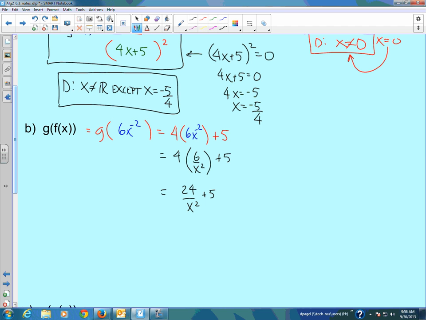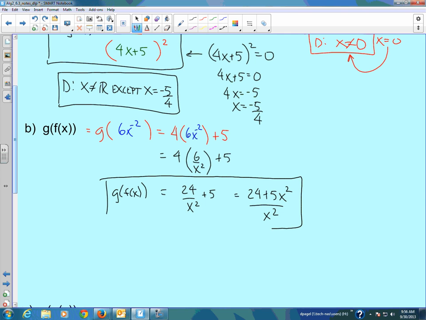If we wanted to write them all with a common denominator, we can take 5 and multiply it by x squared on the top and the bottom. You get 24 plus 5x squared all over x squared. All right, so either of those work.